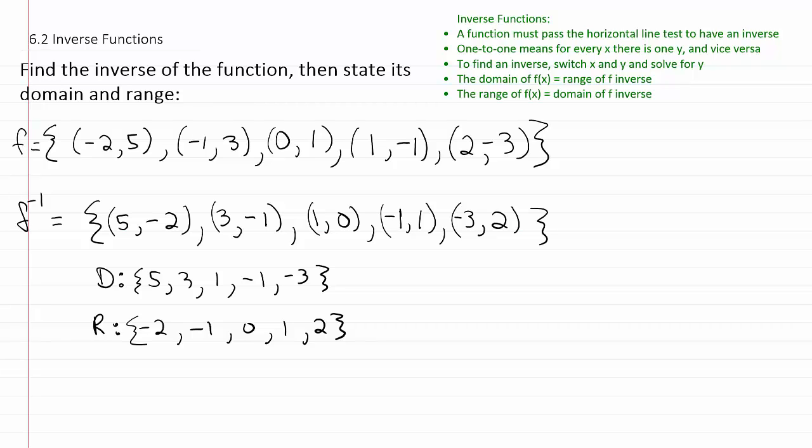all you have to do is take these points and do what we did, which is to reverse them, making the x part the y part and the y part the x part.